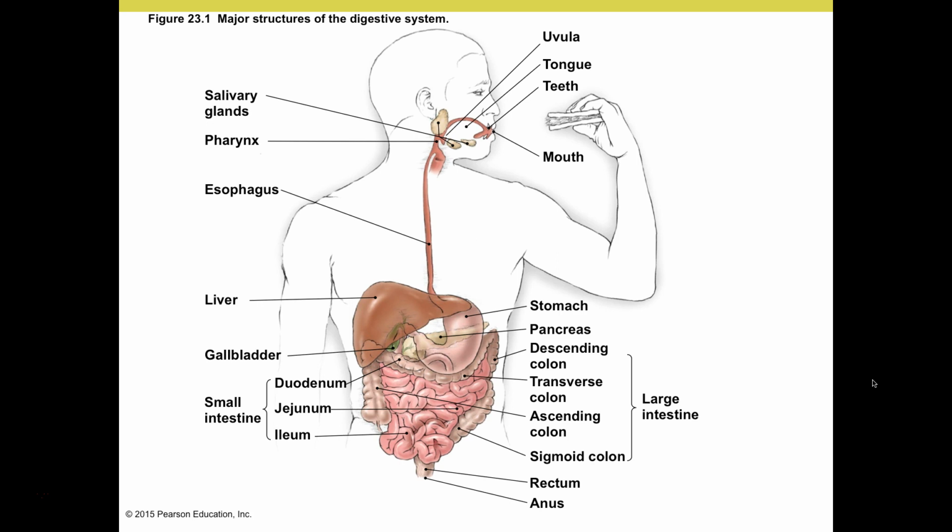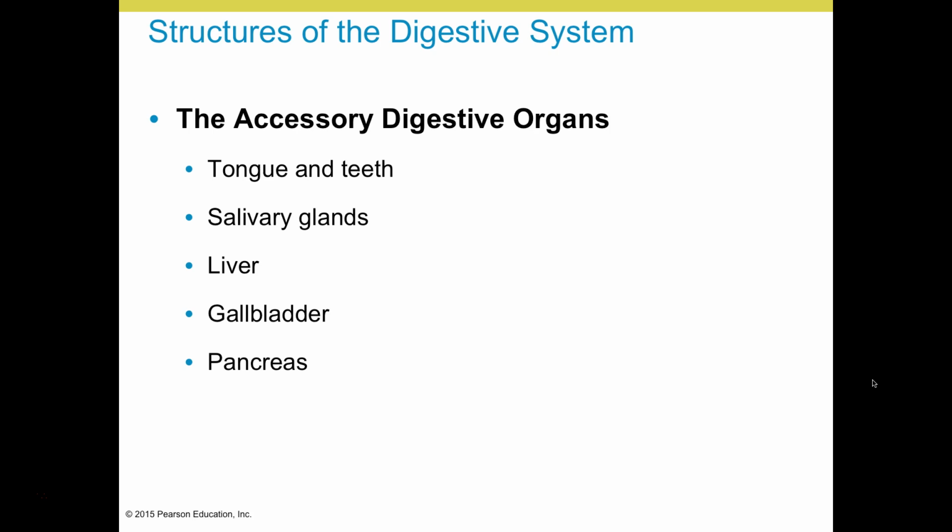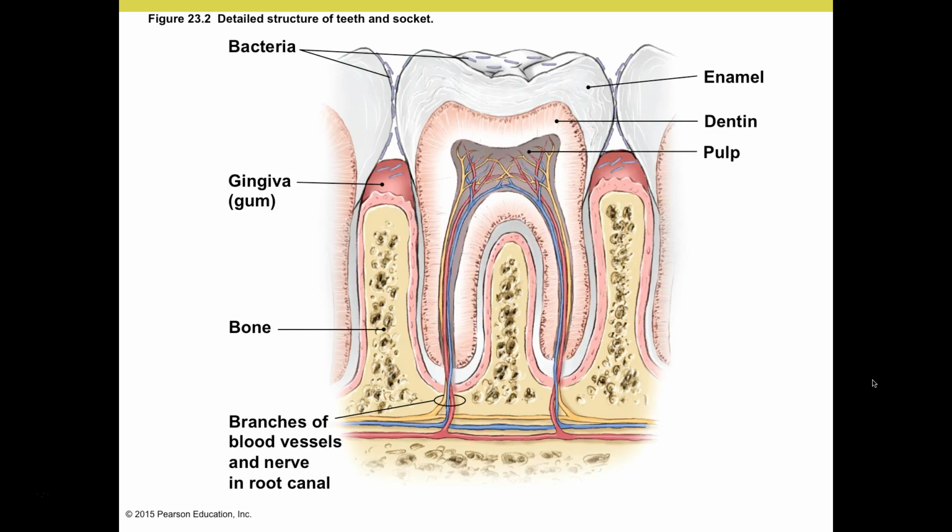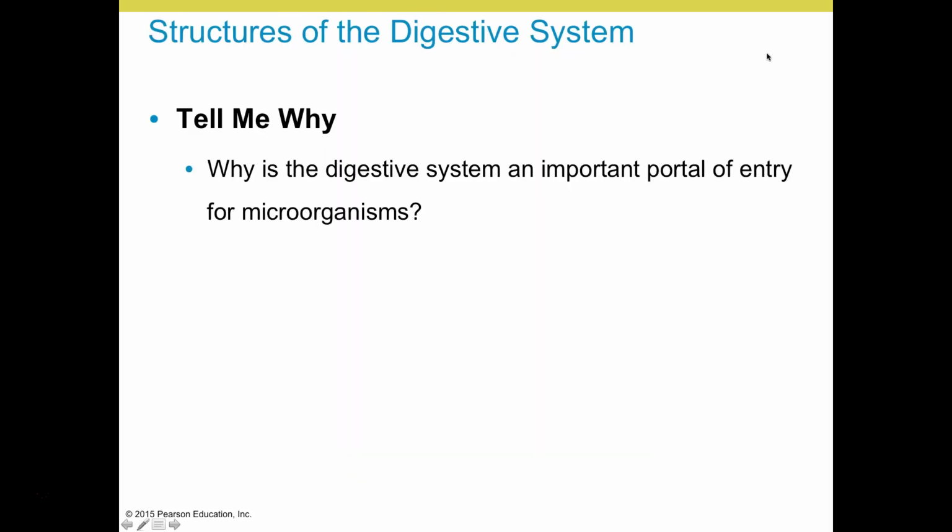Here are your major structures. The accessory digestive organs. A detailed structure of the teeth. And as you can see, these are the areas where the bacteria will develop biofilms. Tell me why.